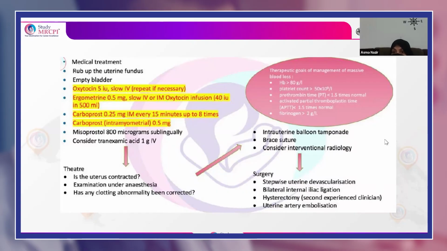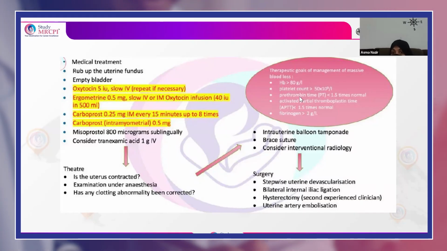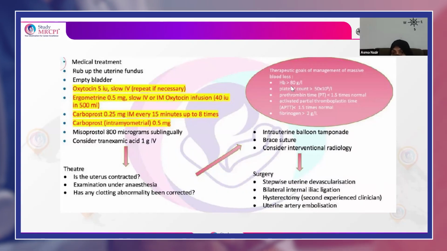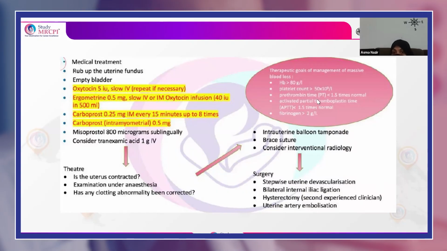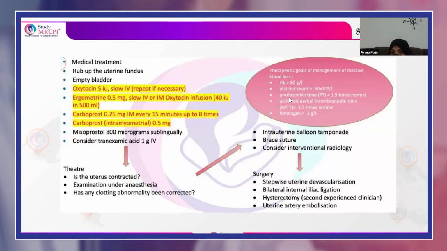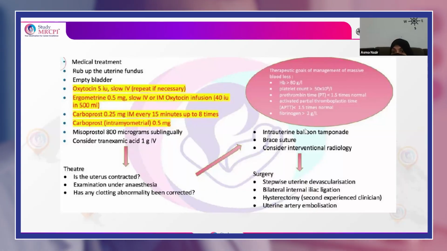And what is our therapeutic goal for the massive blood transfusion? The hemoglobin should be more than 80 gram per liter. Platelet count should be more than 50,000. PT and APTT should be less than 1.5 times the normal, and fibrinogen should be more than 2 gram per liter.